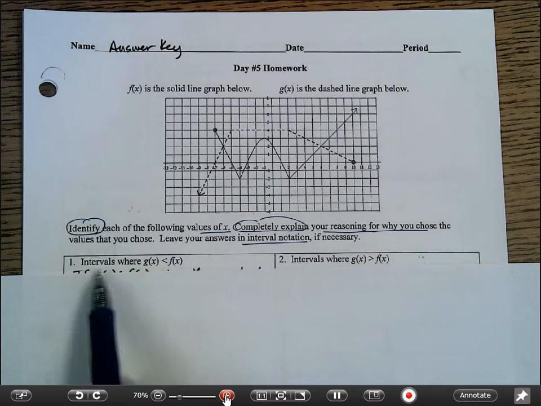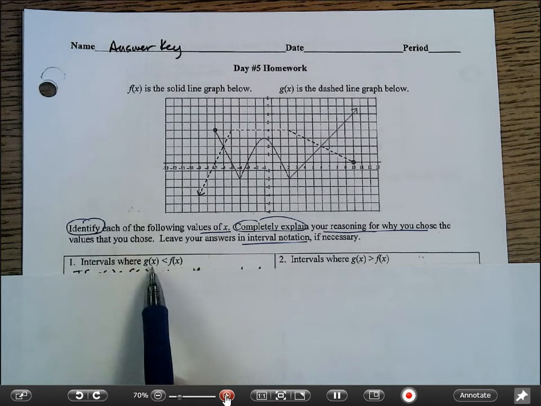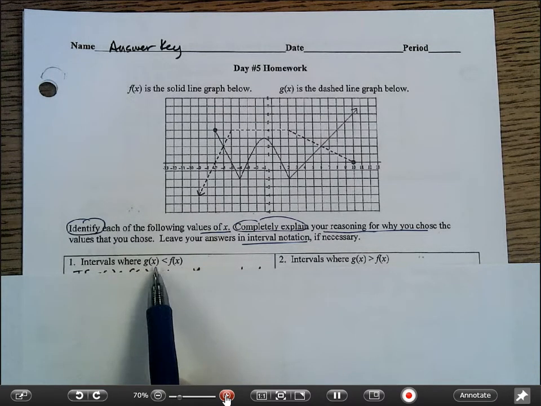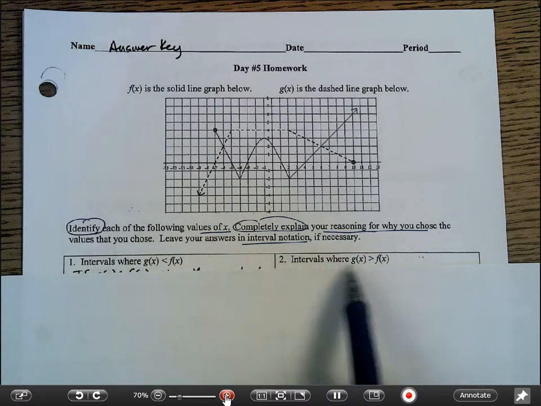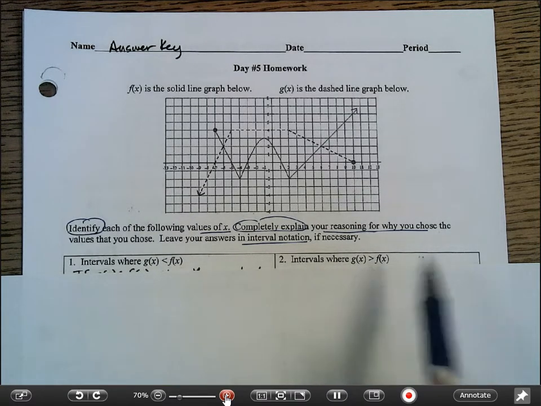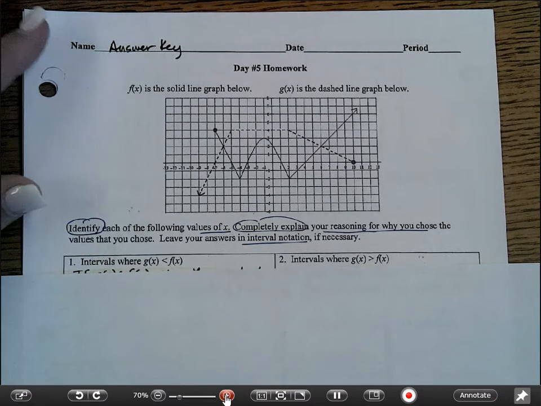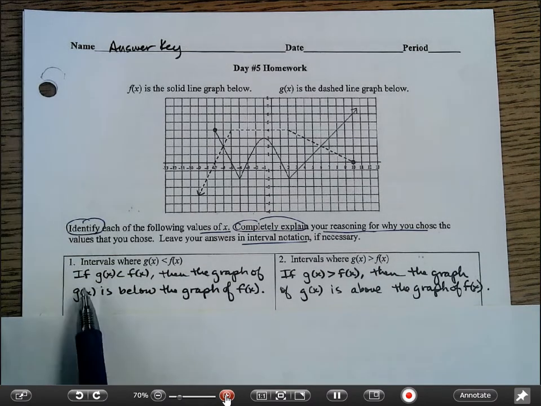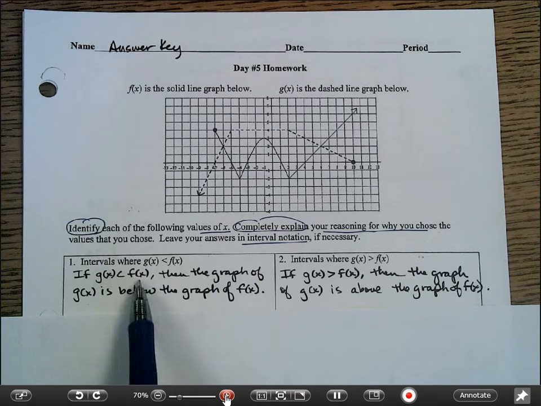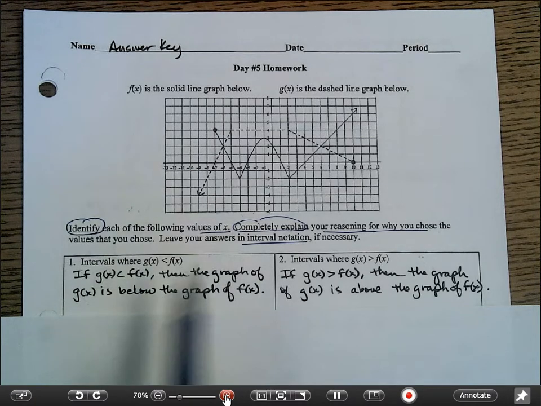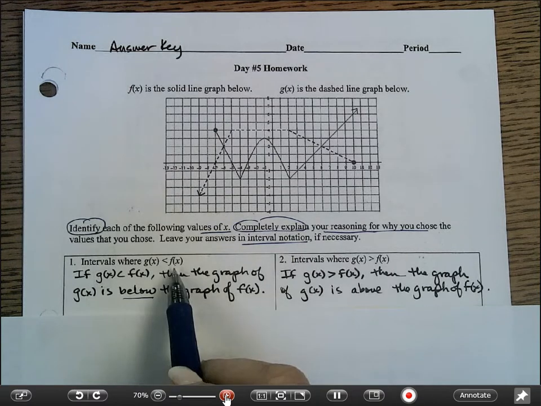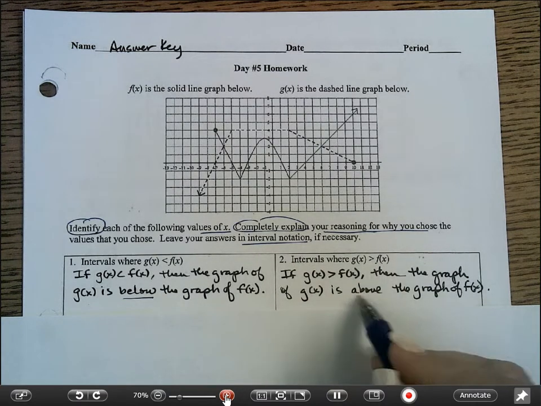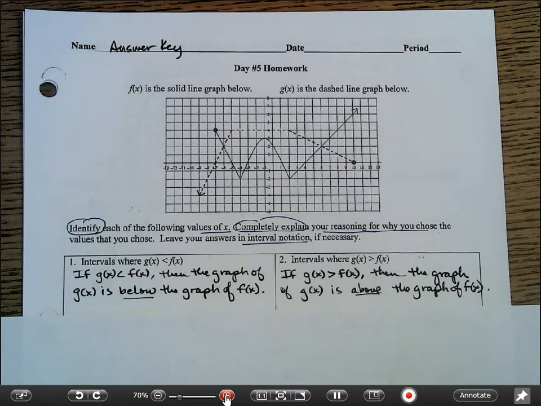So we're looking for the intervals where the g function is less than the f function. And then number 2, we're looking for where the g function is greater than the f function. So answer those questions. All right, and then if the g is less than the f, then the graph of g of x is going to be below the graph of the f function. And here, the graph of the g function is going to be above the graph of the f function.